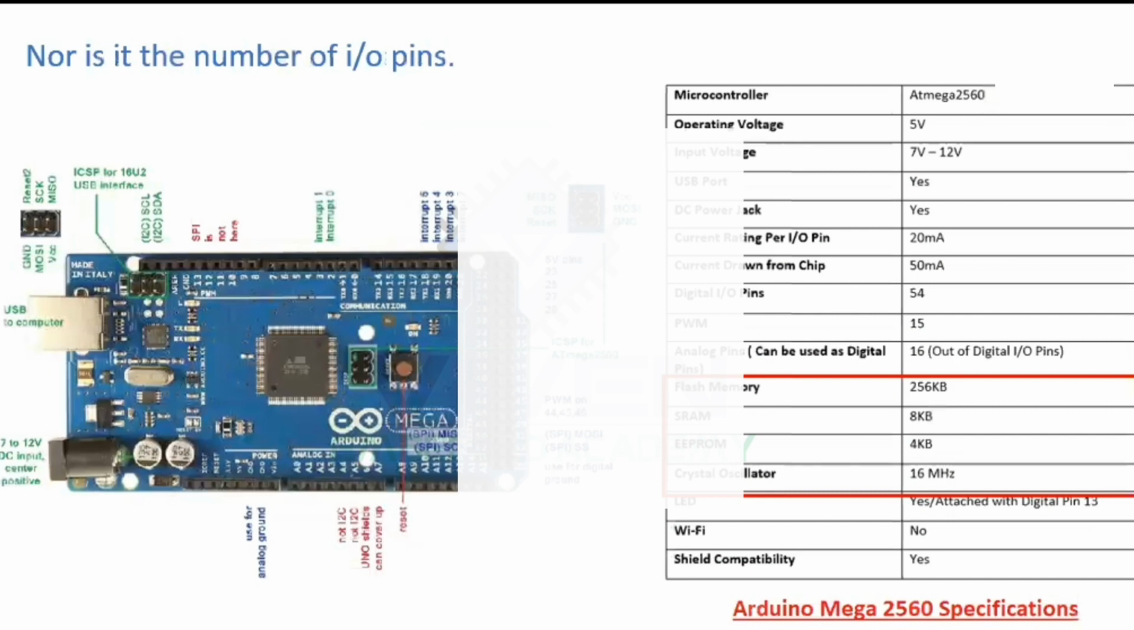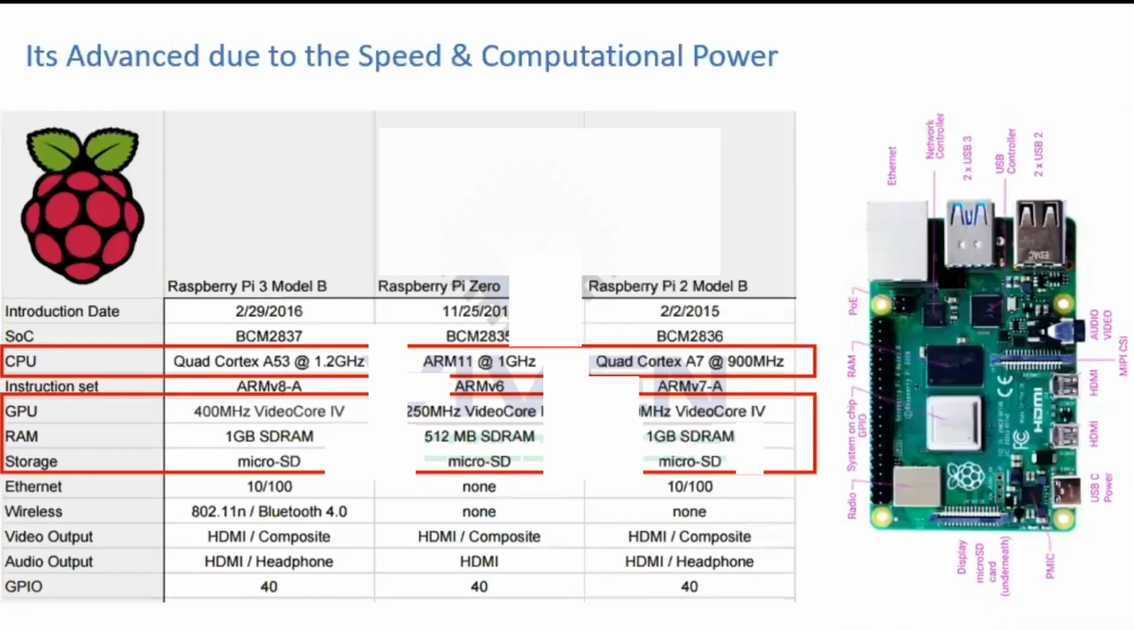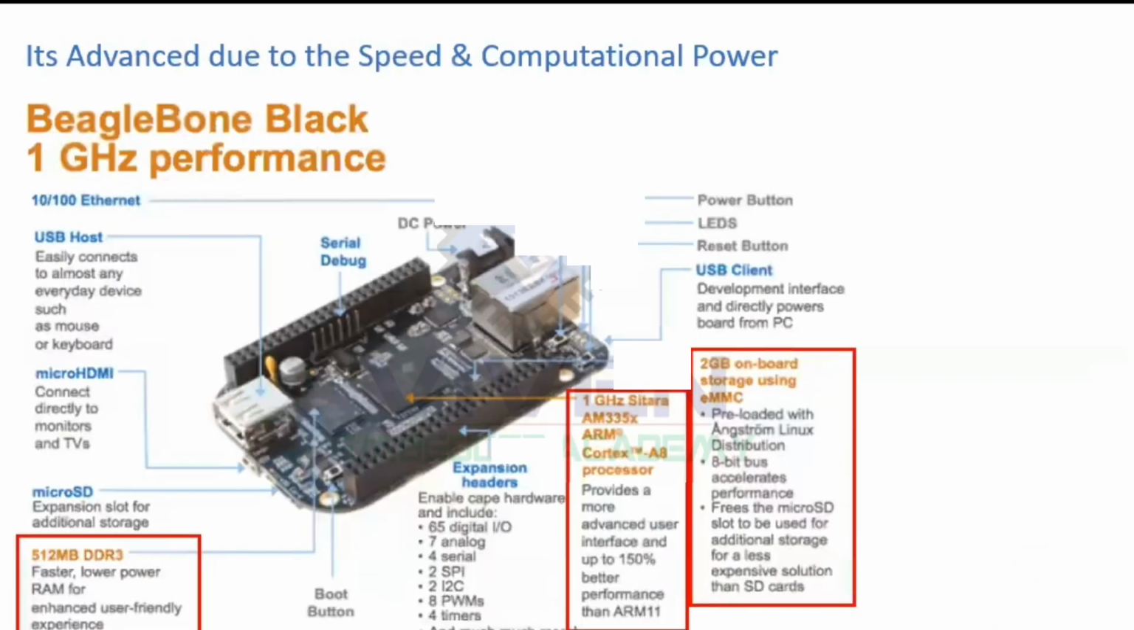It is not dependent on the number of I/O pins. It is not whether you have 30 pins or 40 pins. But what actually classifies an advanced embedded system is the computational power. When we talk about the computational power, the two main things which come into picture is the clock frequency.